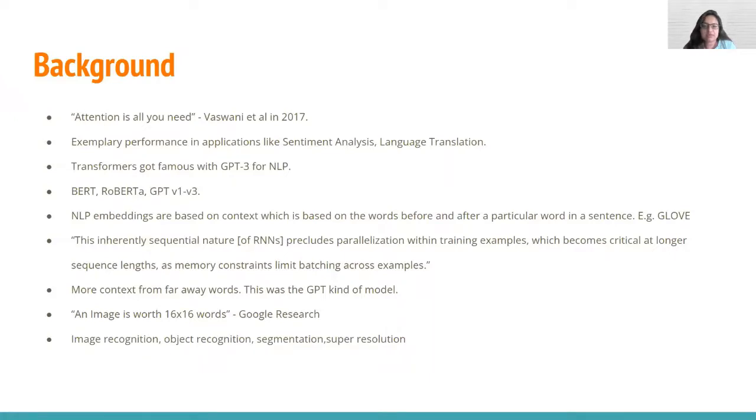To quote a line from the paper, "The inherently sequential nature of RNNs precludes parallelization within training examples, which becomes critical at longer sequence lengths, as memory constraints limit batching across examples." So RNNs are sequential in their processing, because of which they have memory constraints.